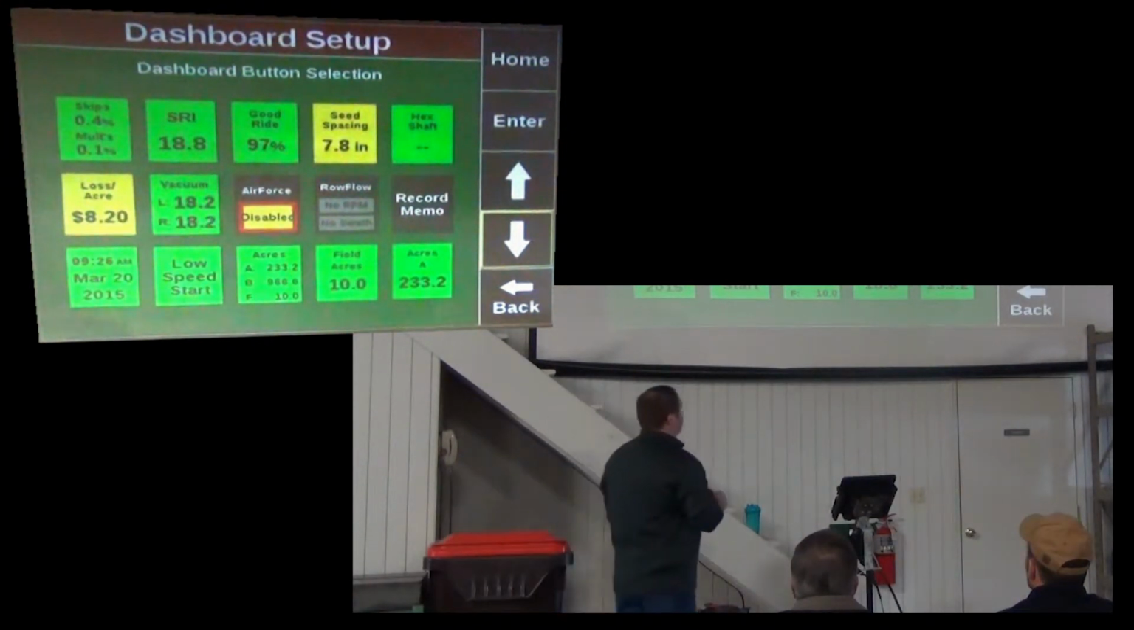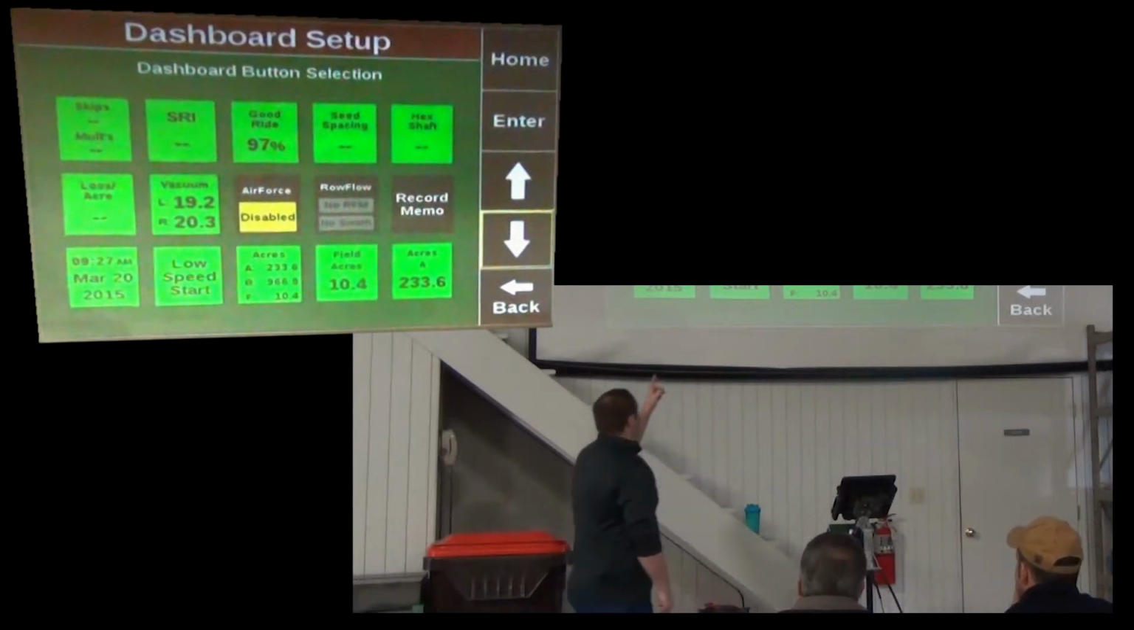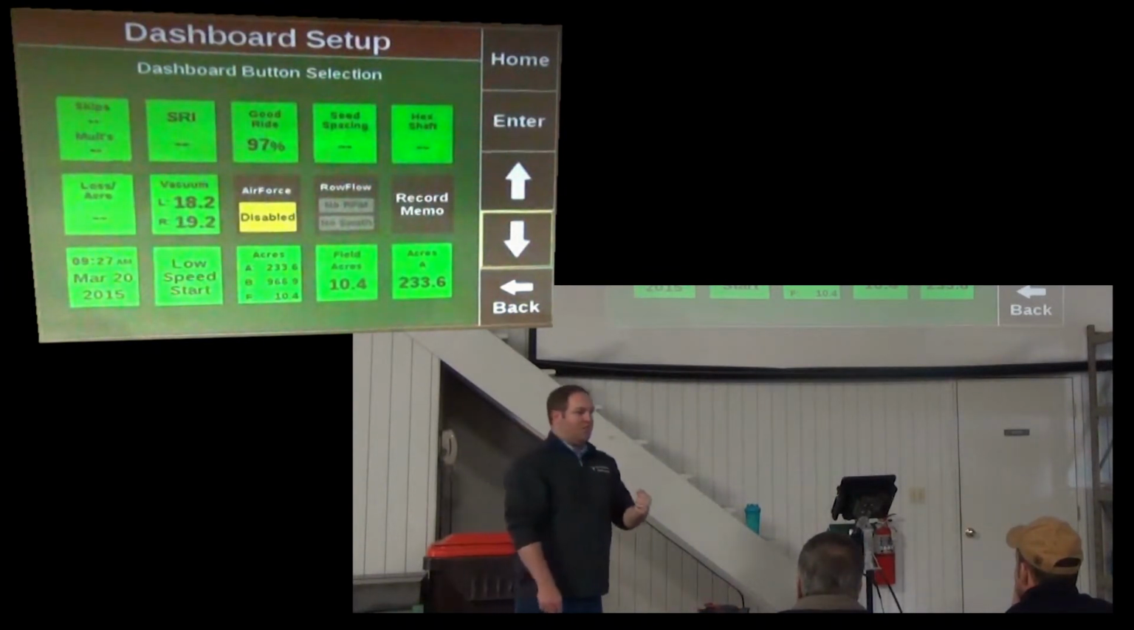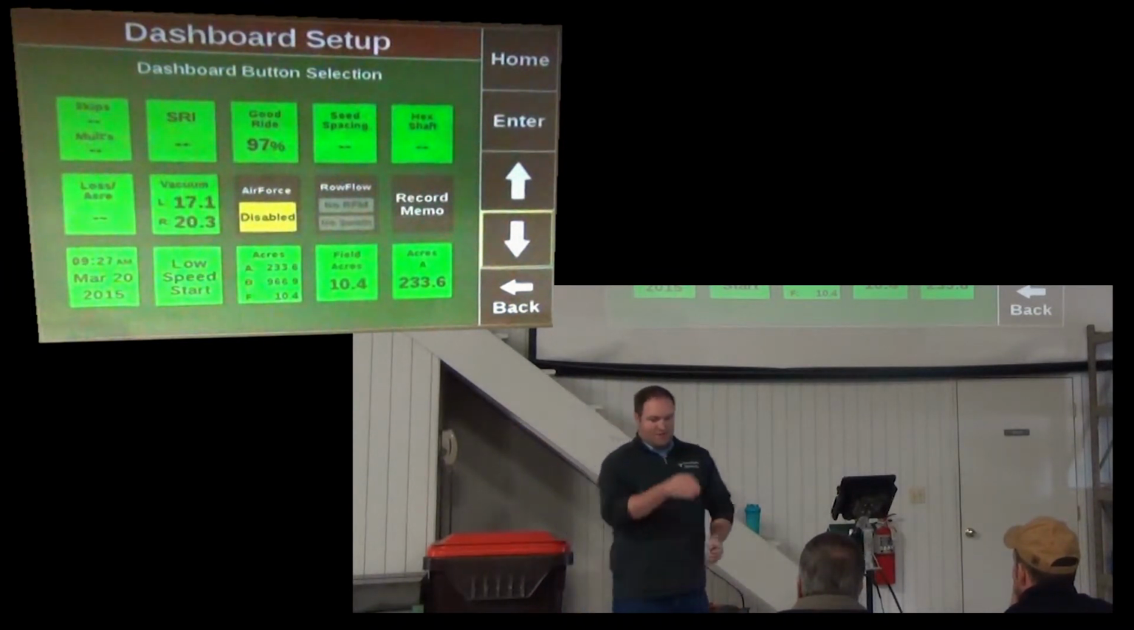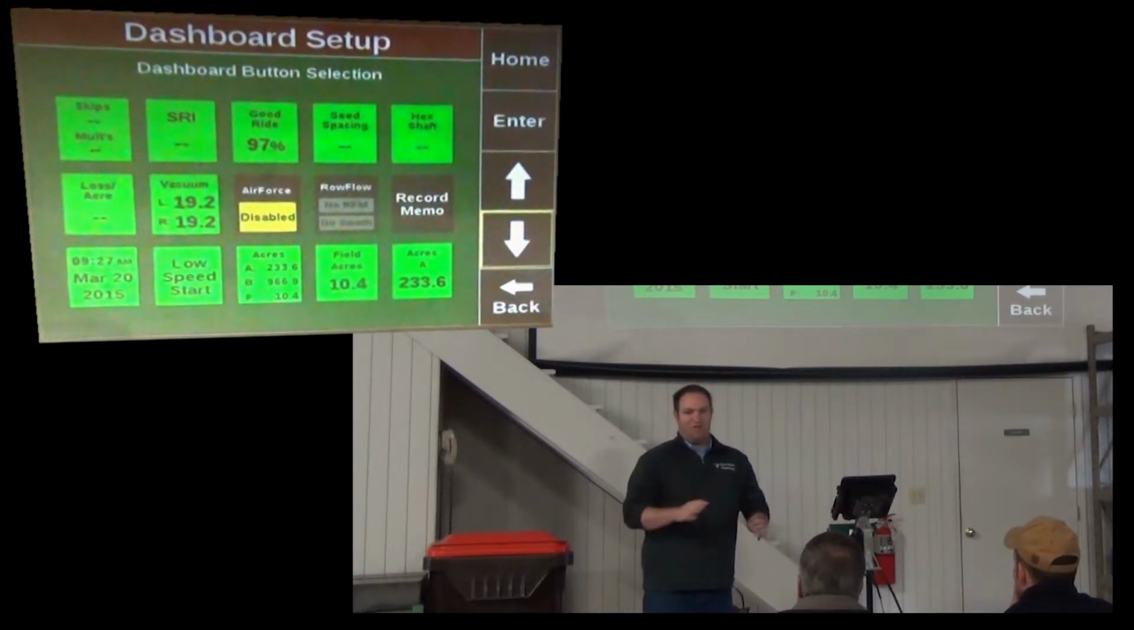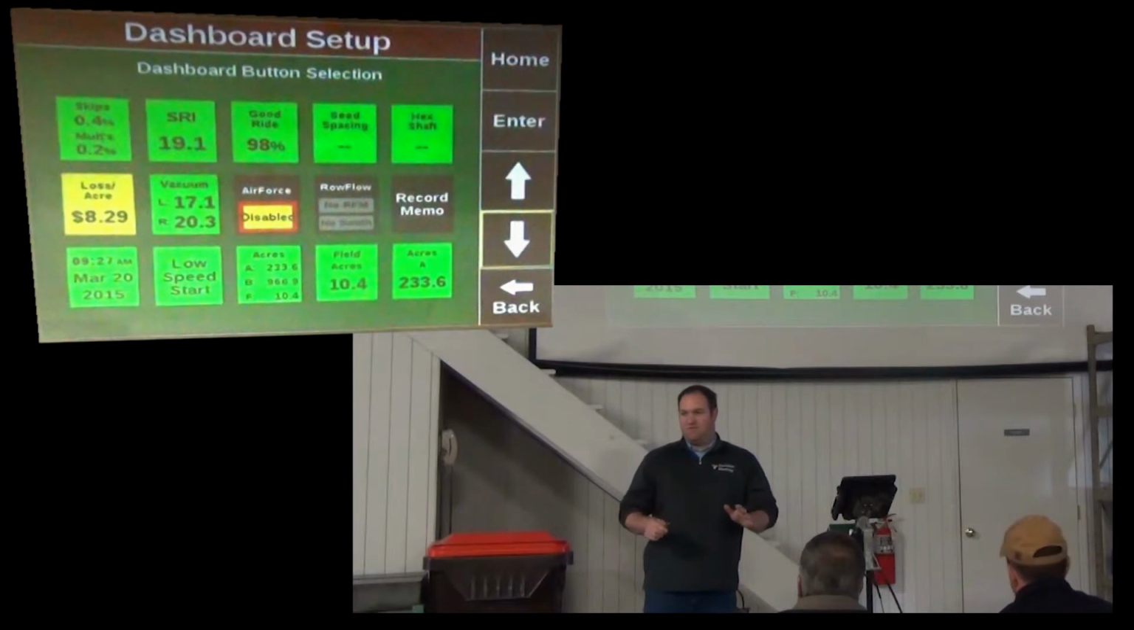Seed release index. Basically what it means is, if SRI is at 0, it means every seed is right on the money, right where it should be, no variance. Right? Not even a 1/10 of an inch. So that's probably impossible to have it at 0.